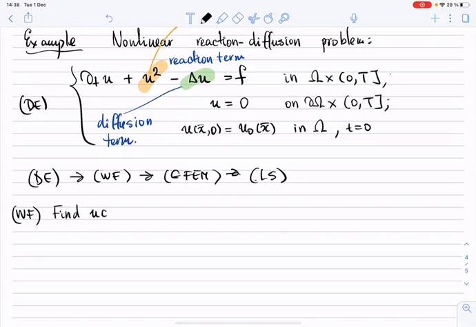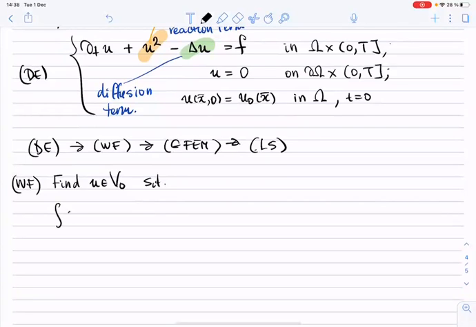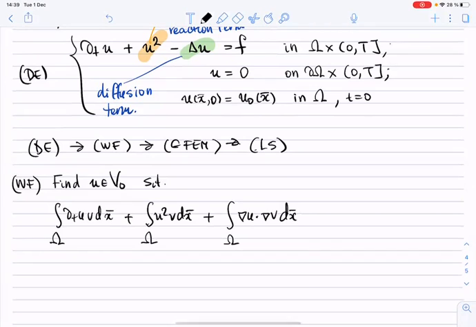So find U from V0 such that integral dt u v dx plus integral u square v dx plus integral gradient u gradient v dx is equal to integral f v dx. Like that. So that's true for all v from this V0 space.